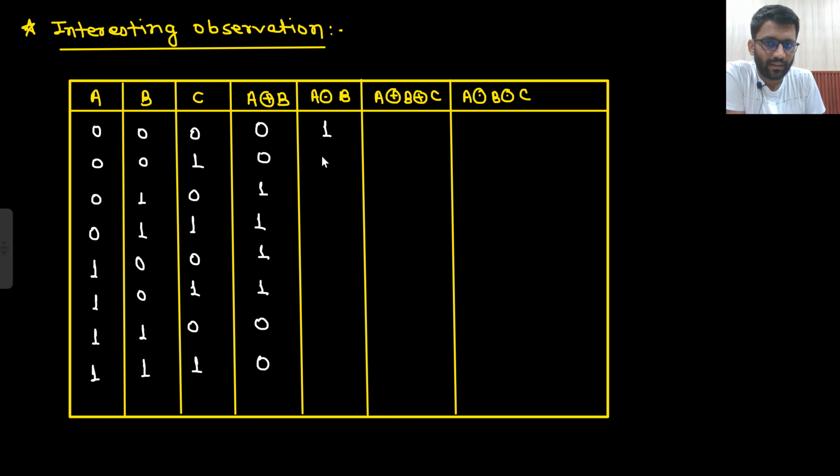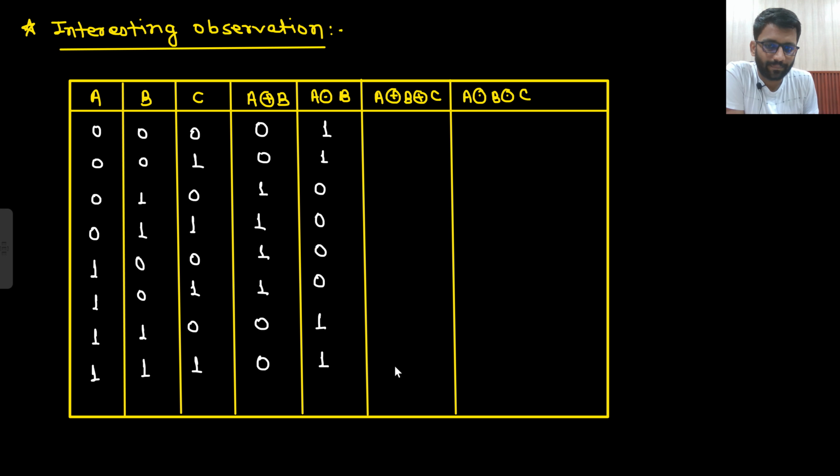So just the bar of this will come, right? Or we can solve it as well. 0 XNOR 0, 1. 0 XNOR 1, 0. 1 XNOR 0, 0. 1 XNOR 1, 1.